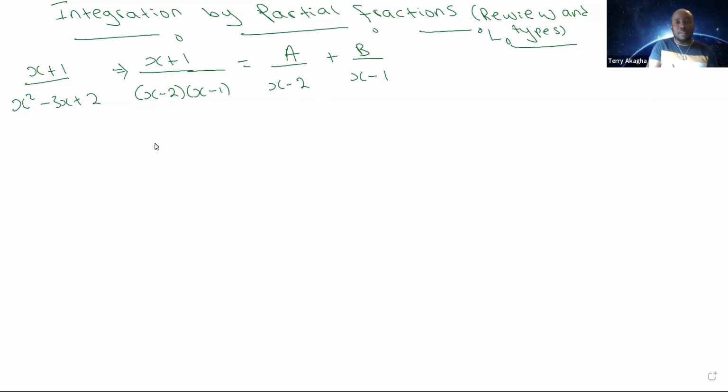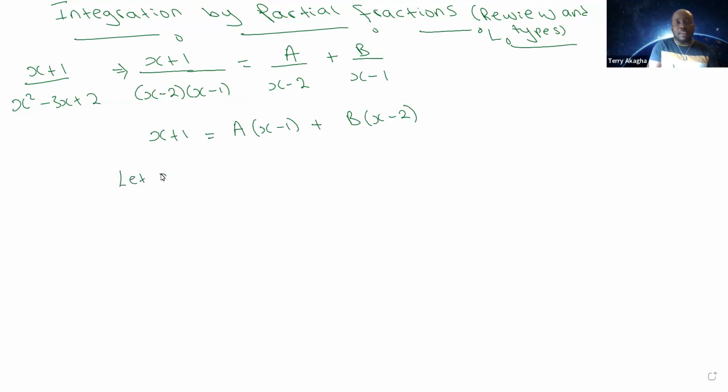Now we have this. So x plus 1 will be equal to, multiplying both sides by the denominator, a times x minus 1 plus b times x minus 2. Then we have to simplify. I'm going to use the substitution method so that it is very easy for us to solve. Let x be equal to 1 so that this cancels out, and we are left with b and this.